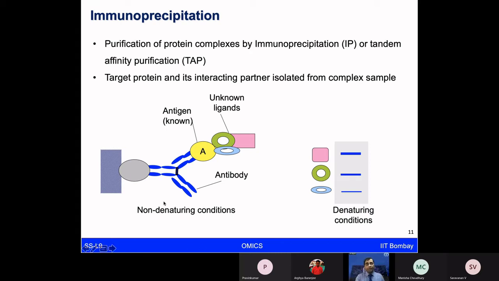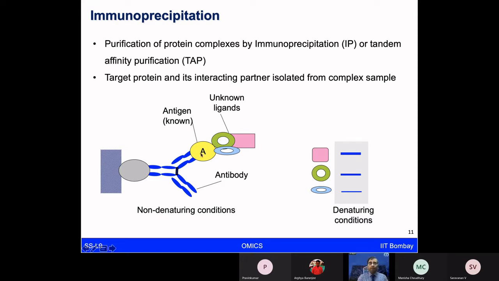So this is the antibody you are interested in, and you are going to take that antigen which you want to characterize for its partners in protein interaction networks. Now this partner, antigen A, which is going to react with this antibody, will also come along with its other interacting partners, which are unknown to you, and you want to identify those.